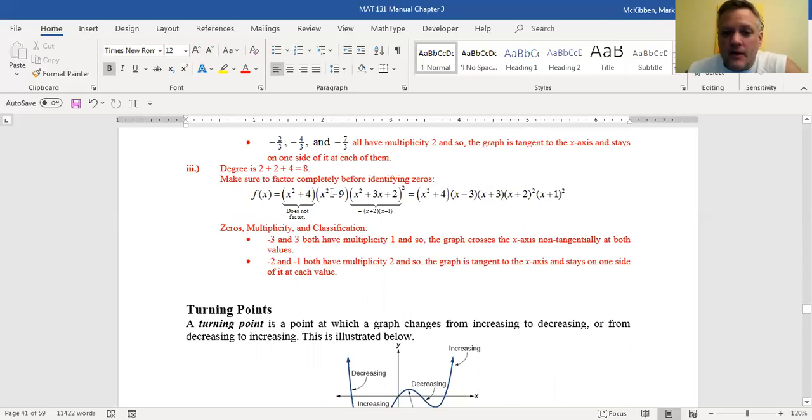Okay. Now here, there's no 0 to classify, so you don't bother with that. But there are 4 real zeros from these other terms. -3 and 3 both have a multiplicity of 1, so it crosses the x-axis like a line. Both -2 and -1 have a multiplicity of 2, so it's tangent to the x-axis like a quadratic.